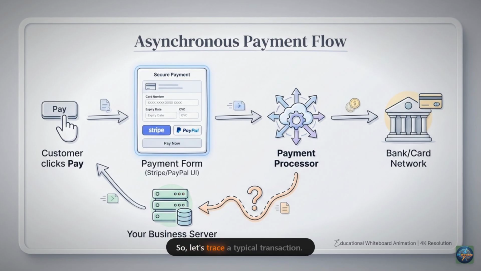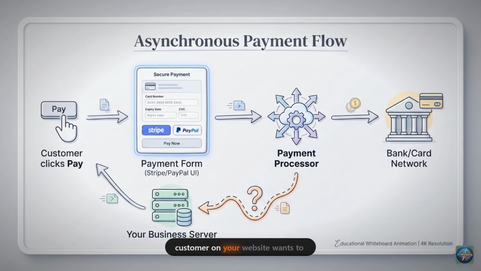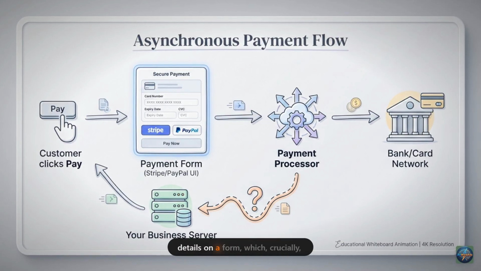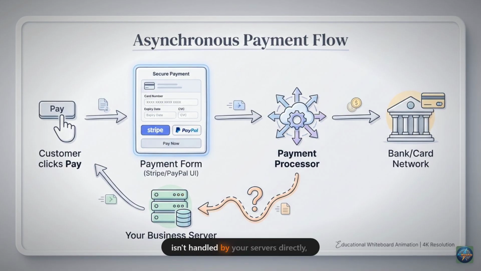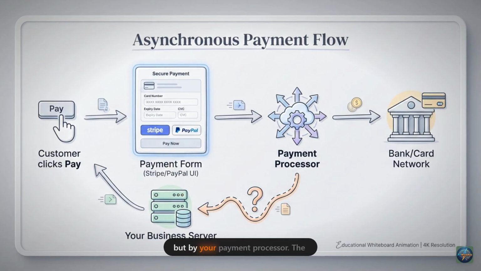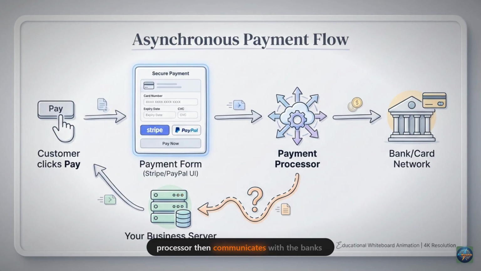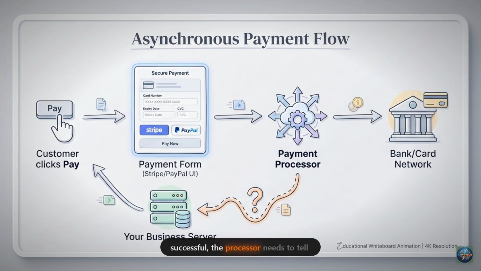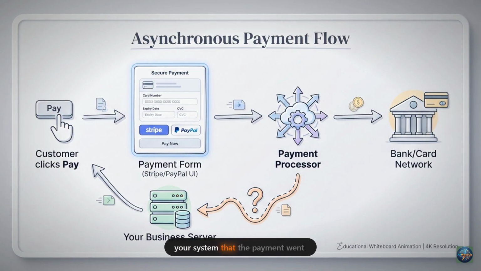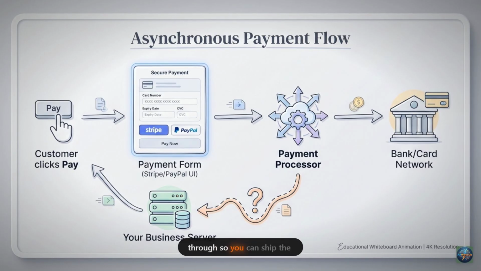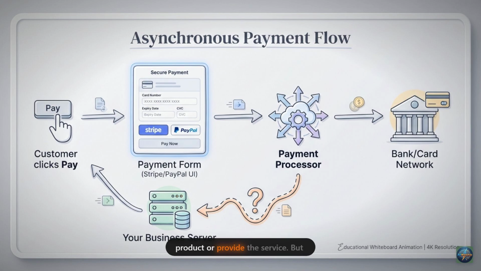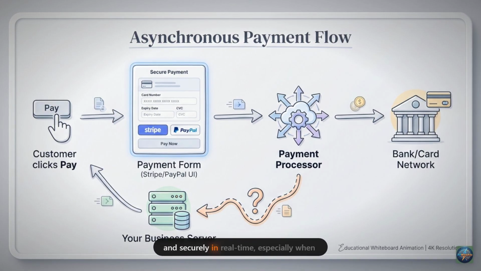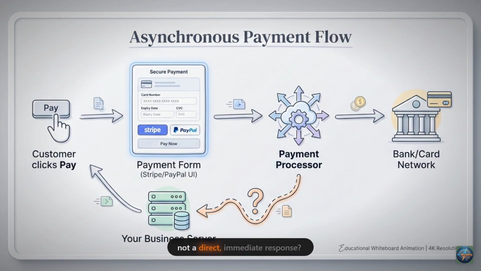So let's trace a typical transaction. A customer on your website wants to buy something. They enter their payment details on a form, which, crucially, isn't handled by your servers directly, but by your payment processor. The processor then communicates with the banks to verify and complete the charge. Once successful, the processor needs to tell your system that the payment went through so you can ship the product or provide the service. But how does this telling happen reliably and securely in real time? Especially when it's not a direct, immediate response.